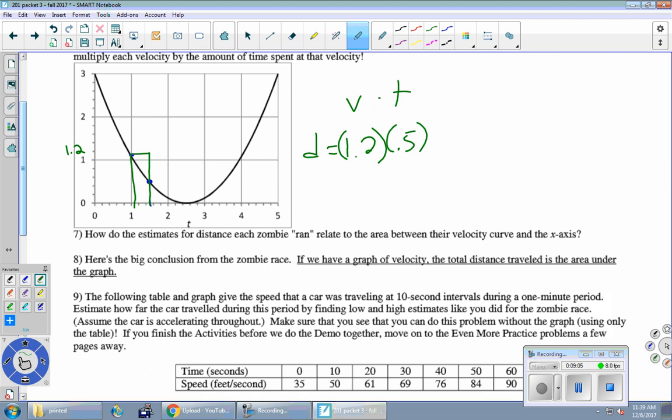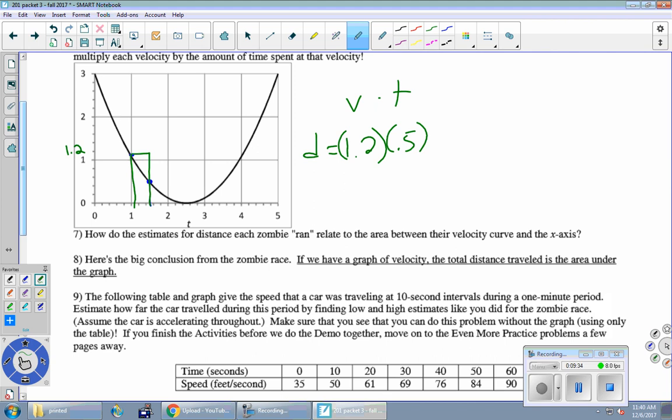But what if I asked you a completely separate question and I said, find the area of that green rectangle? What's the calculation? 1.2 times 0.5, right? It's just the height times the base. And so we'll make use of this in our next class, but the fact is, if you want to find your estimate of the distance traveled, it's exactly equal to the area of that rectangle. And there's nothing special about that specific rectangle.